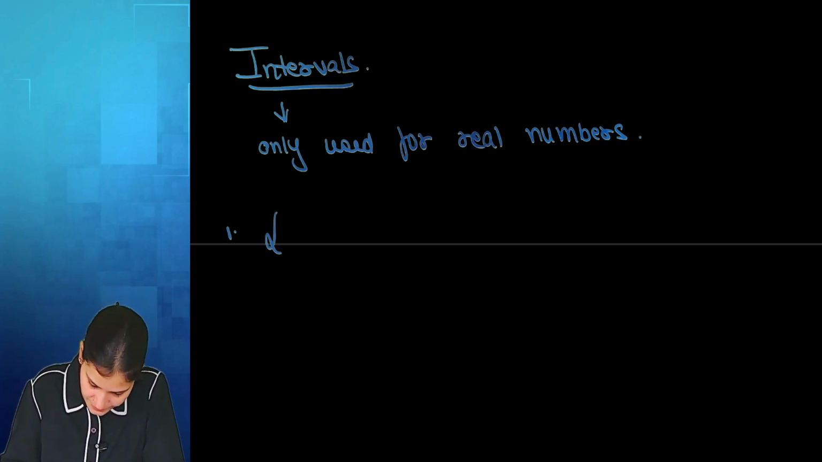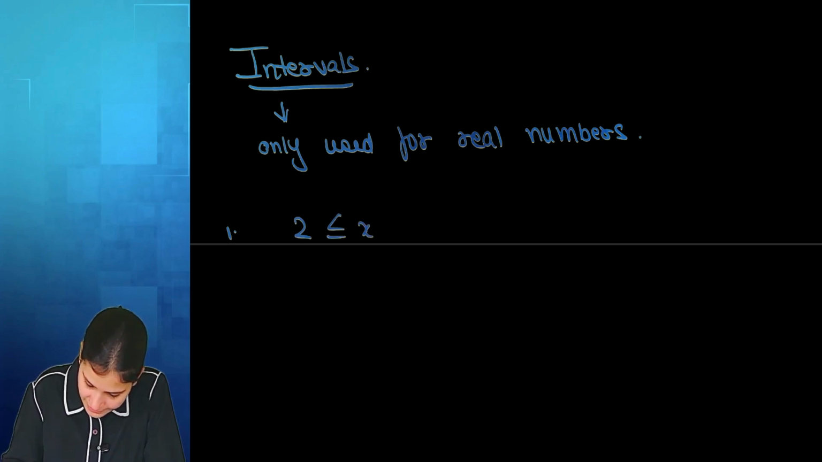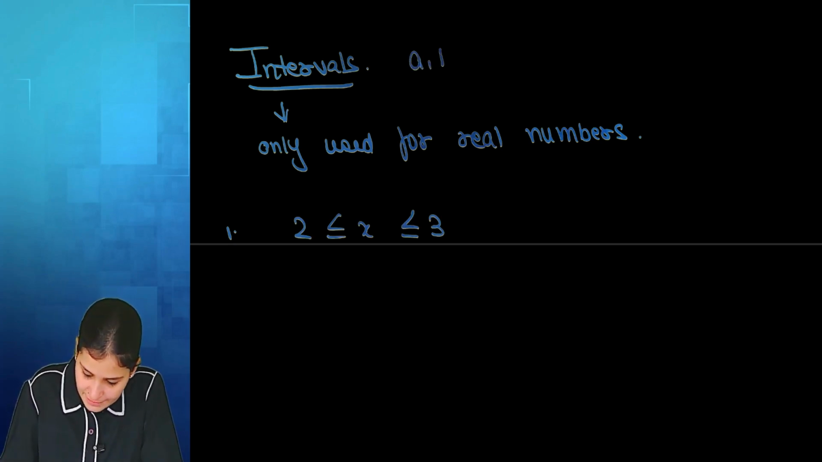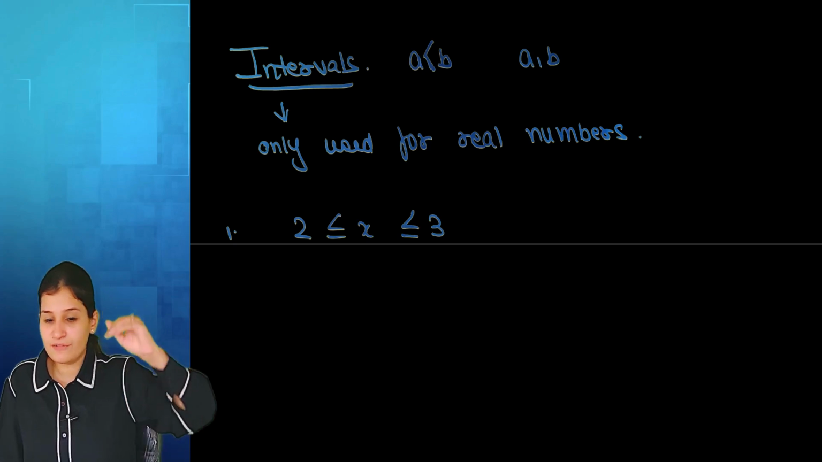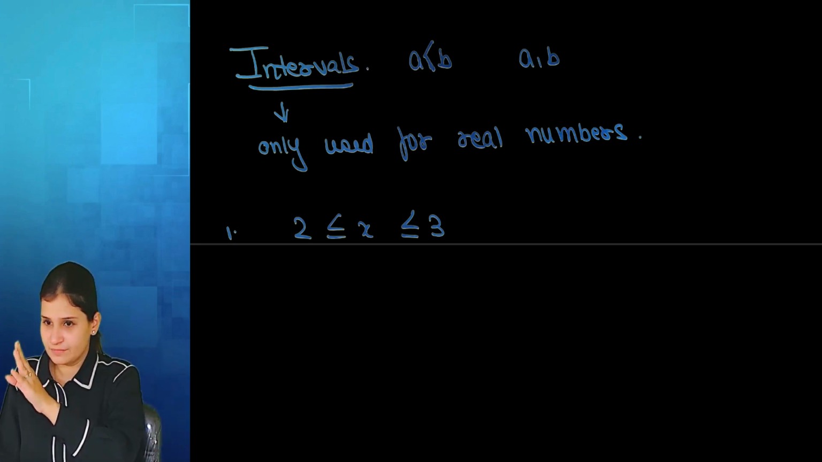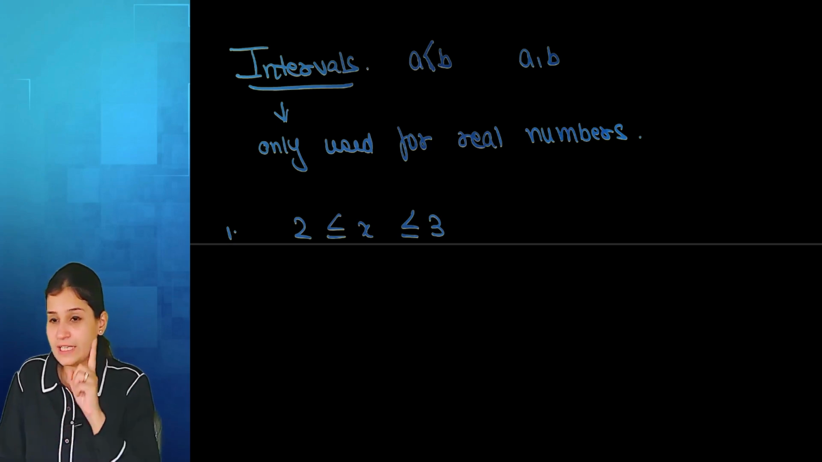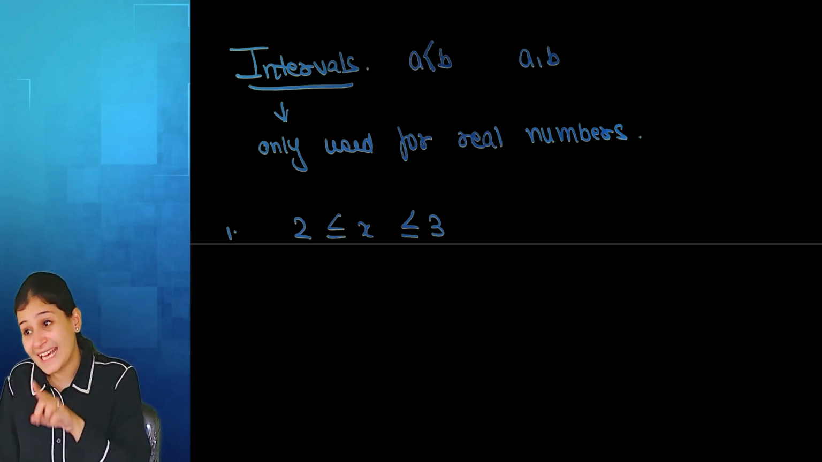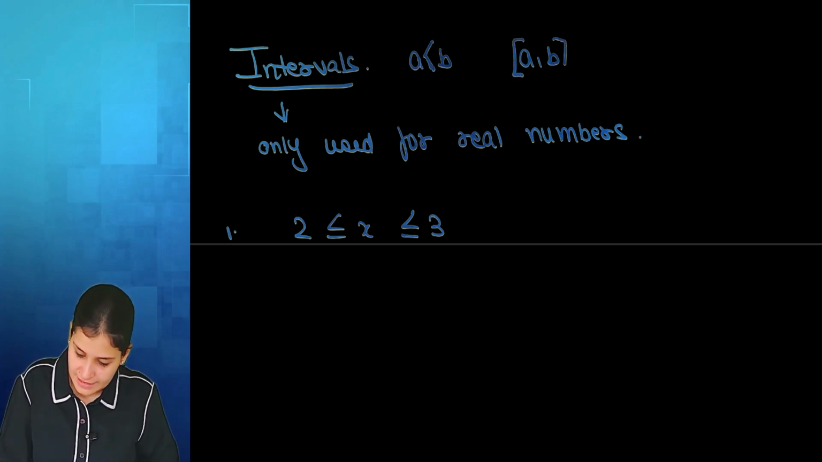Suppose x such that 2 is smaller than or equal to x smaller than or equal to 3. When we write an interval, we use two numbers a and b. Always a will be smaller than b. So the interval is a comma b: start from a, finish at b. What I have written so far, a comma b, means take every real number between a and b. If you also want to take a, you will write a square bracket. If you also want to take b, you will write a square bracket.